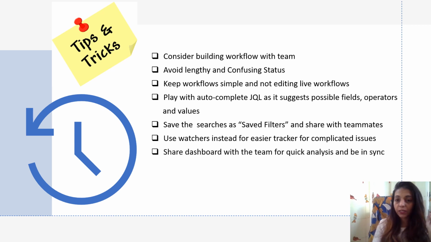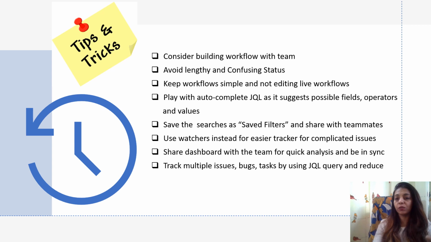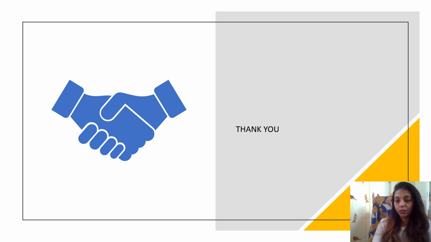Next, we can have the dashboards. When everything is ready, we can have a dashboard with multiple reports that we discussed in the earlier session. We can have those dashboards for quick analysis and for all of us to be in sync. We can track multiple issues, bugs and tasks using JQL, and it will reduce our rework every now and then. So these are a few practices which we can follow for better improvement in our JIRA workflows and other elements, to have smooth functioning, to be transparent, and to have proper deliverables on a timely basis. Thank you.